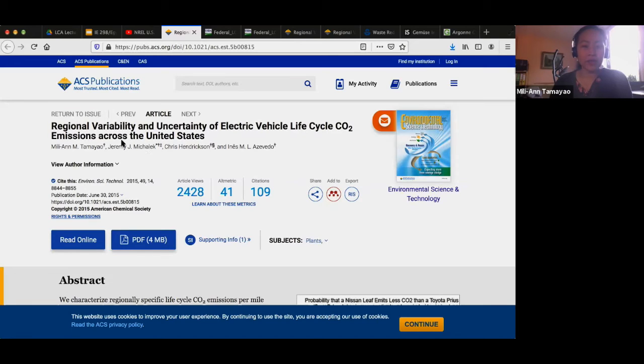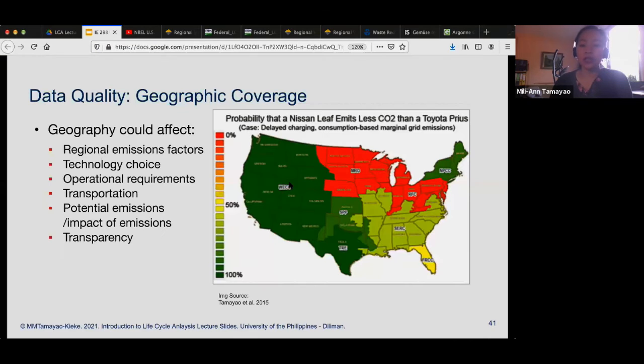The title of the study was Regional Variability and Uncertainty of Electric Vehicle Life Cycle CO2 Emissions Across the United States. You can see in this map different colors. The colors indicate the probability that a Nissan Leaf, which is a battery electric vehicle, emits less CO2 than a Toyota Prius. This is the case being investigated here: delayed charging, consumption-based marginal grid emissions. Those are the assumptions that were used here.